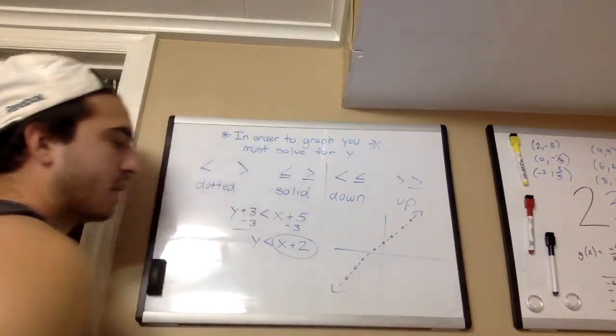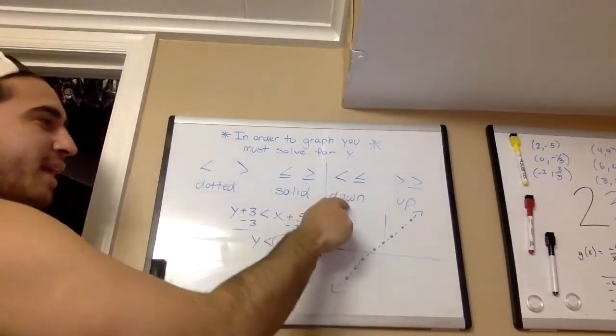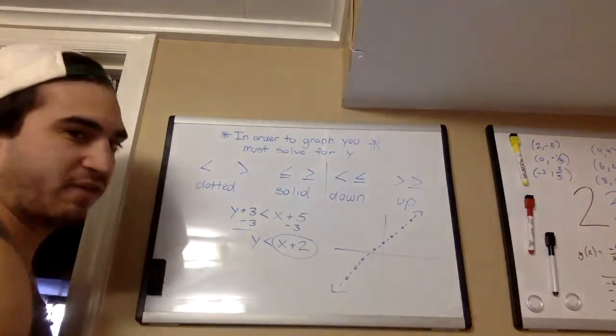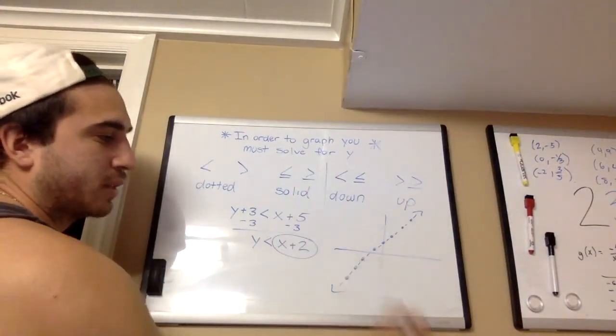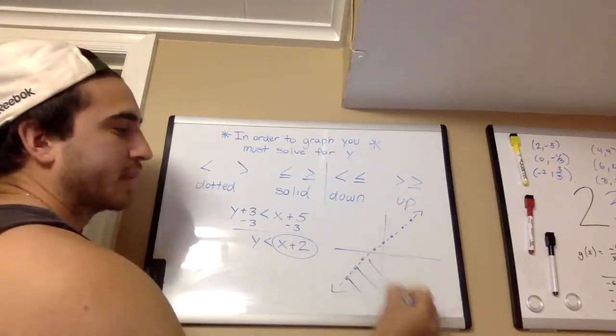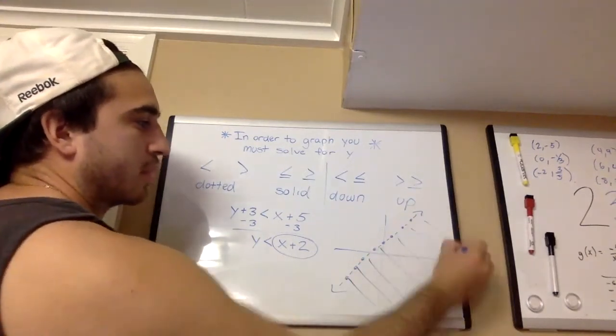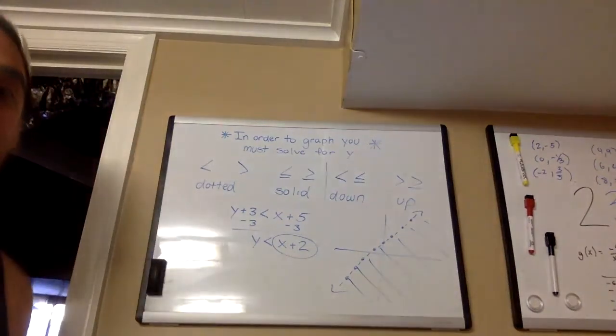Now I see less than. Less than means I shade down. The way that you figure out down from up is that you put your point on the line. Downwards is going this way, so my shading must go this way. And that's how you shade an inequality.